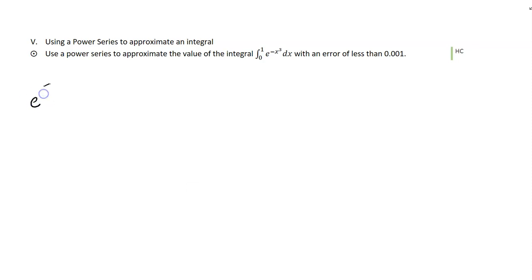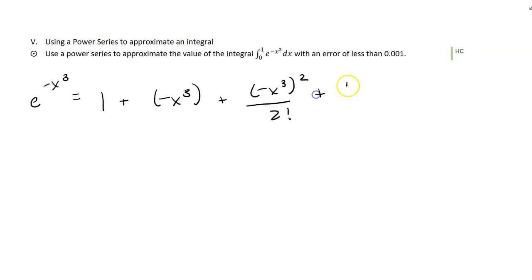So if I am plugging in negative x cubed, I'm just going to replace the x with that. So I get 1 plus negative x cubed plus negative x cubed squared over 2 factorial plus negative x cubed cubed over 3 factorial, all the way down to plus negative x cubed to the nth over n factorial.